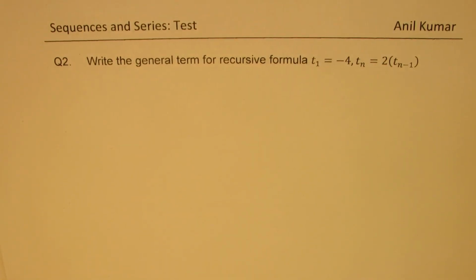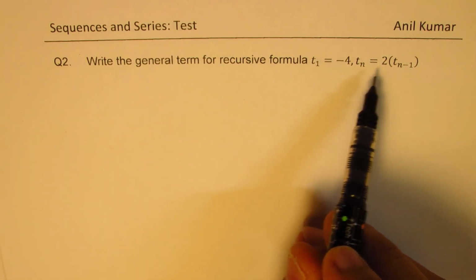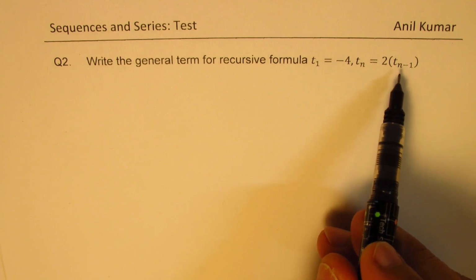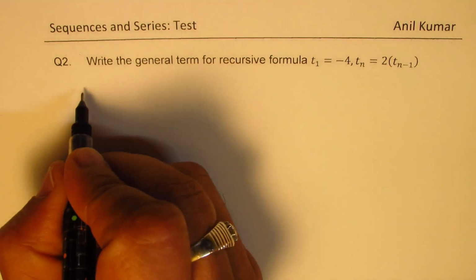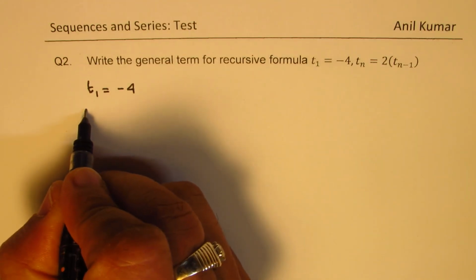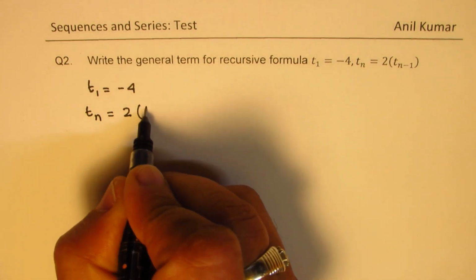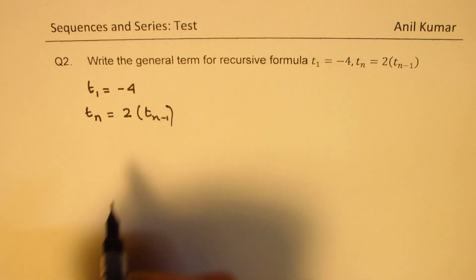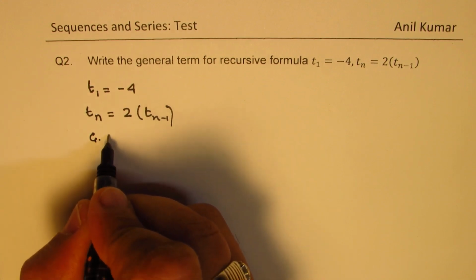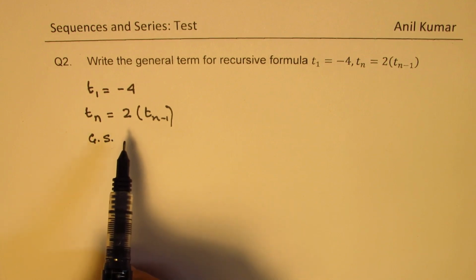Question number 2. Write the general term for the recursive formula t1 equals minus 4 and tn is 2 times the previous term. So 2 times the previous term indicates that it is a geometric series, right? So we are given t1 equals minus 4, that is the first term, and the next term tn is represented as 2 times the previous term, tn minus 1, right? So if you could identify that this is a geometric sequence, in that case, you know what could be the general term, right?